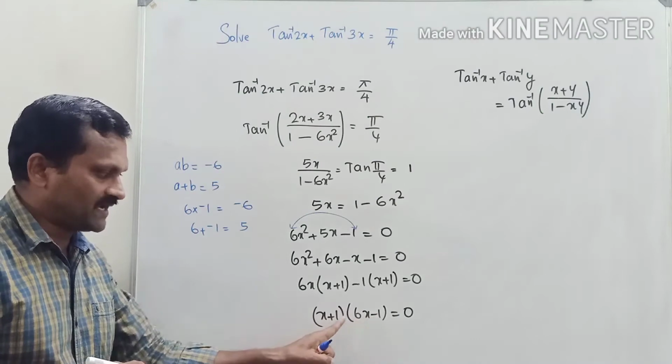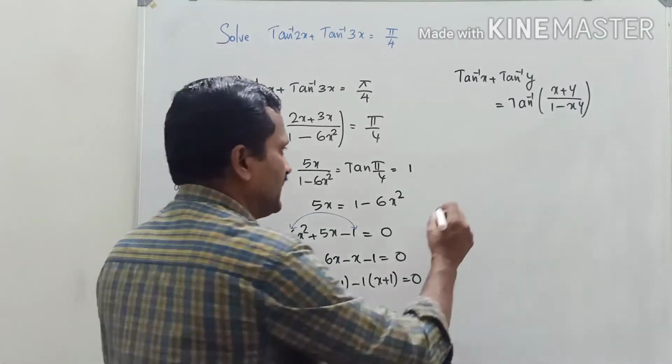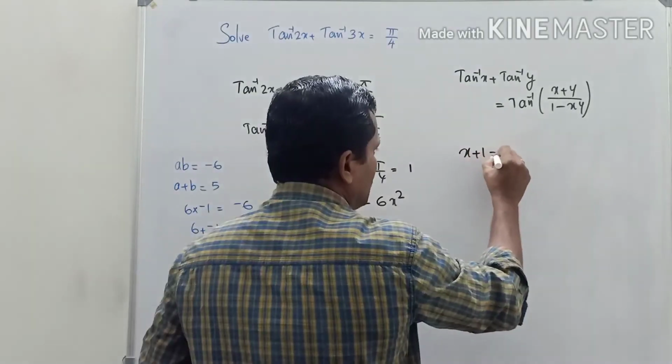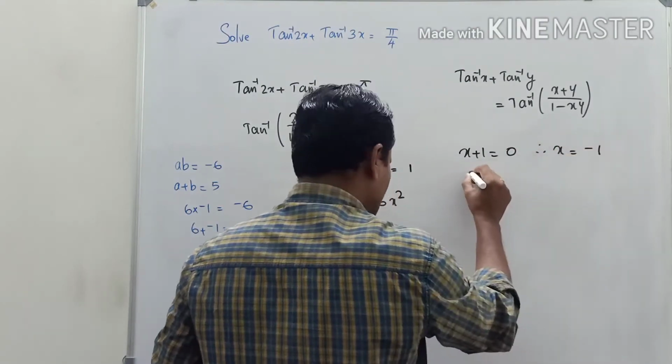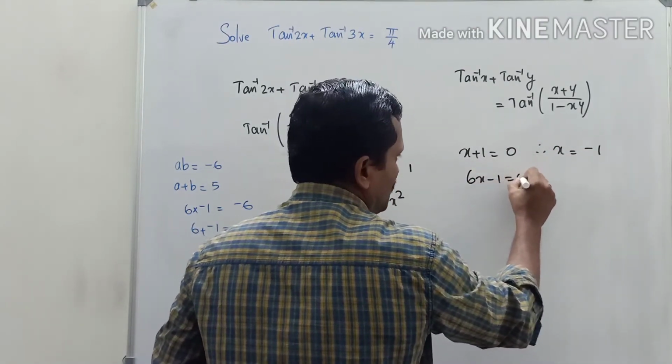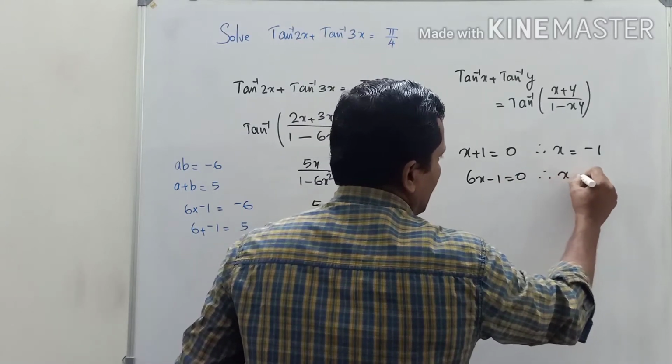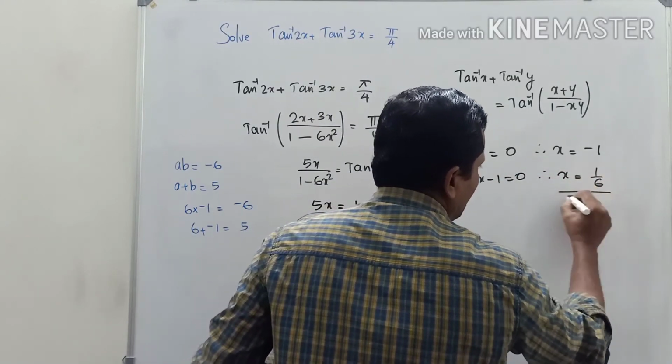If the product of two numbers is 0, it means either the first number equals 0, therefore x equals minus 1, or the second number equals 0, therefore x is equal to 1 by 6.